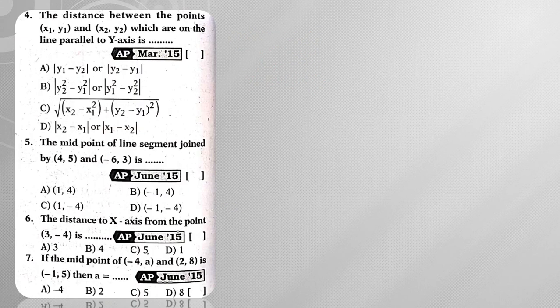Next, moving on to question number 4, the distance between the points x1 y1 and x2 y2 which are on a line parallel to the y-axis. If you observe, a line parallel to the y-axis means this will be my line. You can consider this particular line as a line parallel to the y-axis. When a line is parallel to the y-axis, the x coordinates of those points will be equal, right? So x1 is equal to x2.